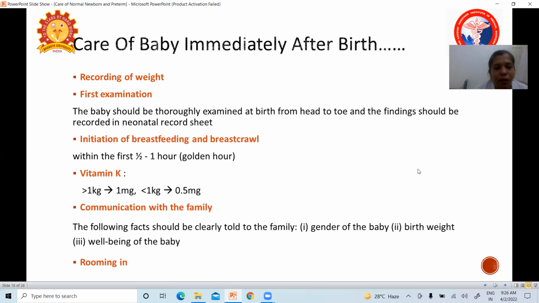Routinely, we are giving vitamin K. We have to give vitamin K injection to all newborns. If the baby is more than 1 kg, 1 milligram dose is okay. If the baby is less than 1 kg or 1.2 kg, 0.5 milligram is sufficient.